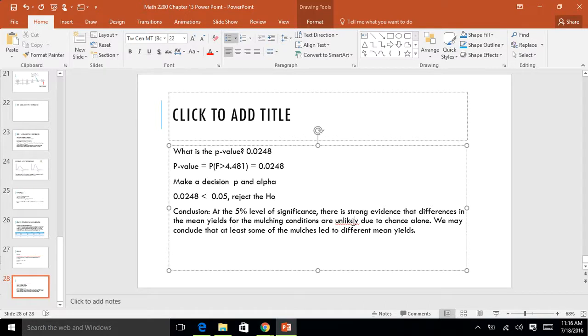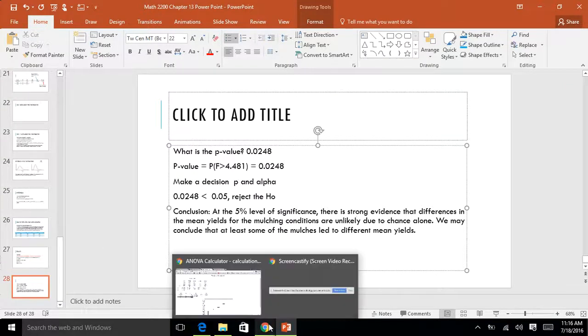So basically what I did is I put that alternative into a friendly everyday English sentence. So I said at the 0.05 level of significance, there's strong evidence the differences in the mean yields for the mulching conditions are unlikely due to chance alone. That means something's going on. So they can conclude that at least some of the mulches lead to different mean yields. That's all we're doing. That's exactly what we just did. And if you saw, I really didn't do anything by hand. I let the computer do it. If you have questions, just let me know on that, okay?